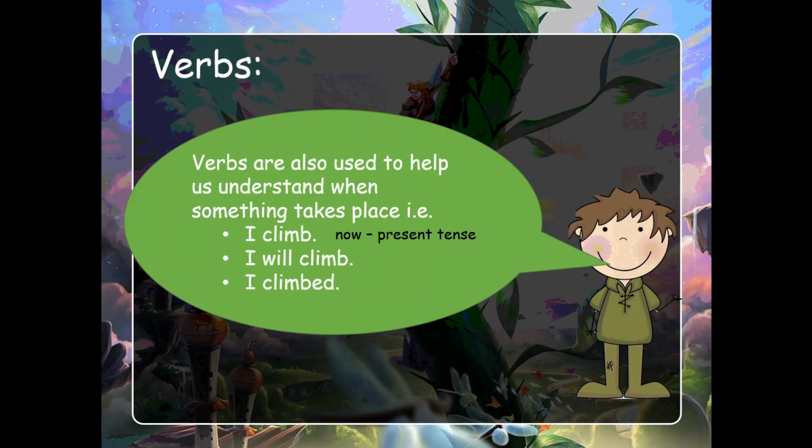It's now, it's happening in the present tense. If you looked out the window, you would see me climbing. I will climb. When's that happening? At some time in the future. So if you looked out tomorrow, you might see that I've promised and I will be climbing. And now the last one, I climbed. That's right, that's before. So yesterday I climbed. It happened in the past tense.